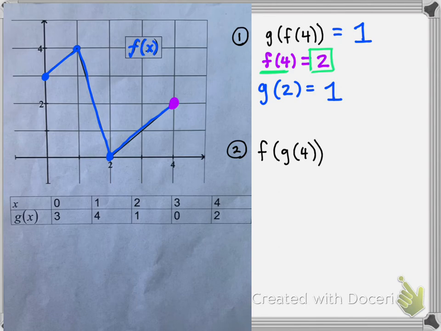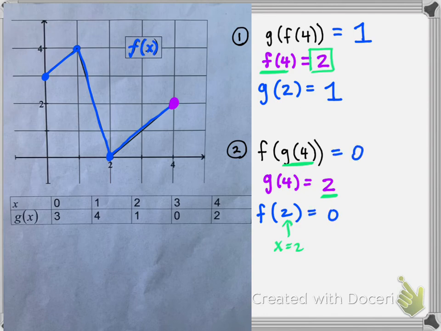Okay, let's switch it up. So if you had f of g of 4, you would first start with g of 4, and you would say when x is 4, the g of x value is 2. So again, I can now replace g of 4 with 2, and I can rewrite that next statement below as f of 2. Again, that means I'm going to go to the f function where x is 2, and I'm going to find the y value that gives you, which is 0. So your final answer for f of g of 4 is 0.